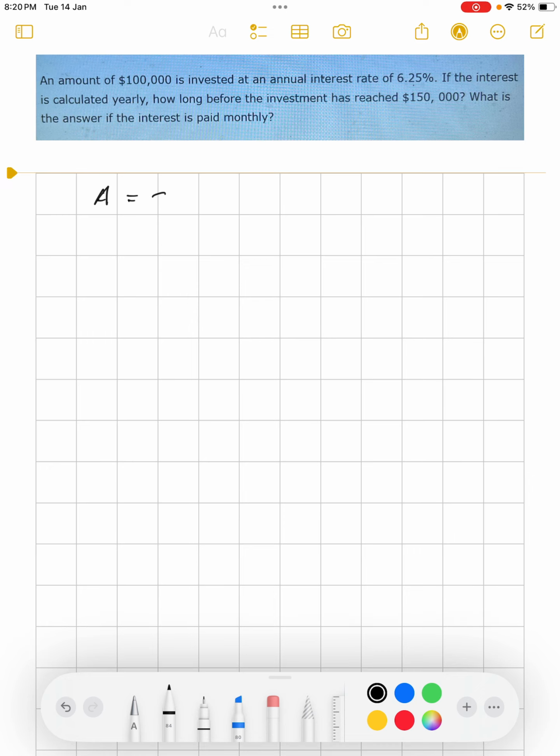I'm going to be looking specifically at the last part of this question because I've answered the first question in a previous recording. It says an amount of $100,000 is invested at an annual interest rate of 6.25% per annum. Now we've done part A, I'm going to be looking at what is the answer if the interest rate is paid monthly. So rereading that question, if the interest is calculated monthly, so I'll put here monthly.